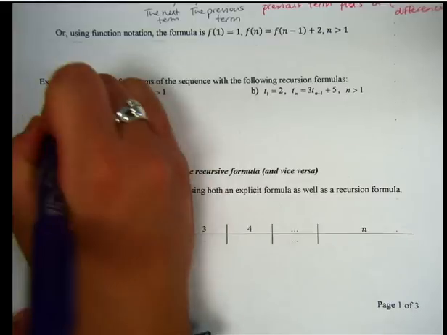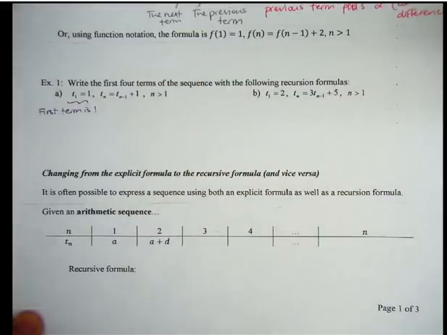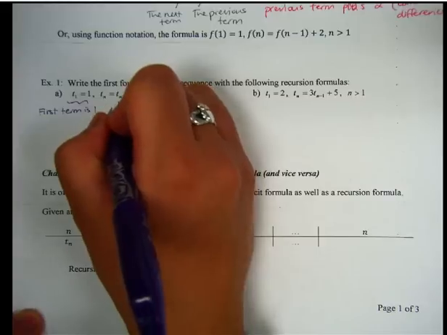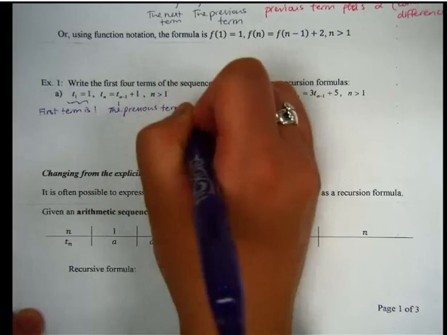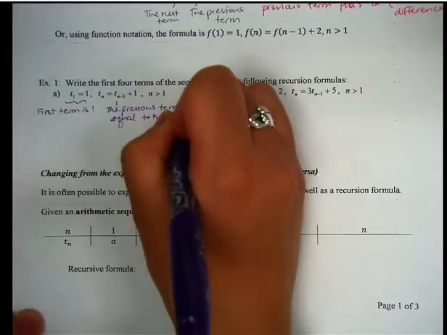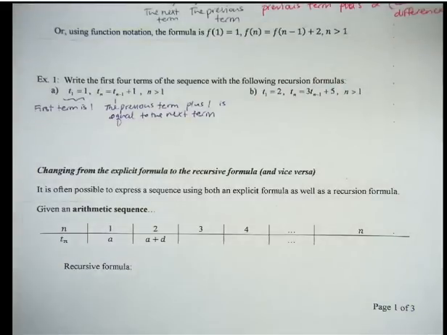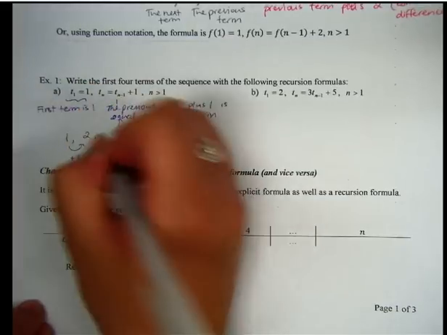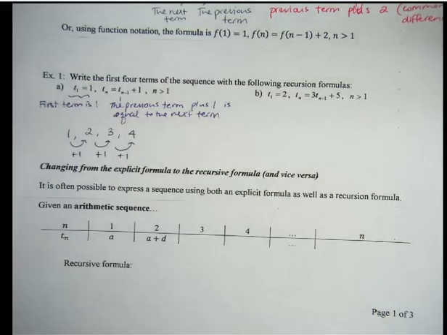All right, in this example, T1 equals 1 means the first term is 1. Tn equals Tn minus 1 plus 1. This means the previous term plus 1 is equal to the next term. So if we write out the terms, the first term would be 1, the next term we add 1, so 2, the next term again add 1, so 3, the next term add 1, 4.